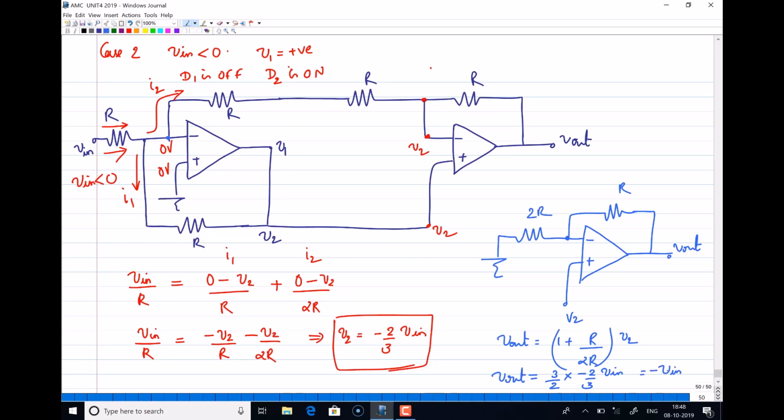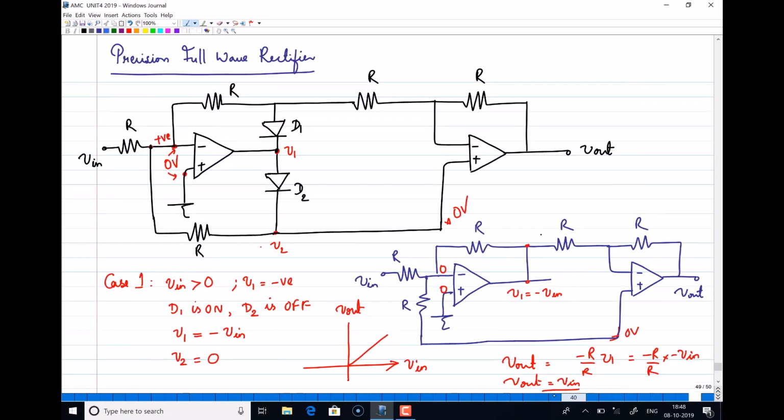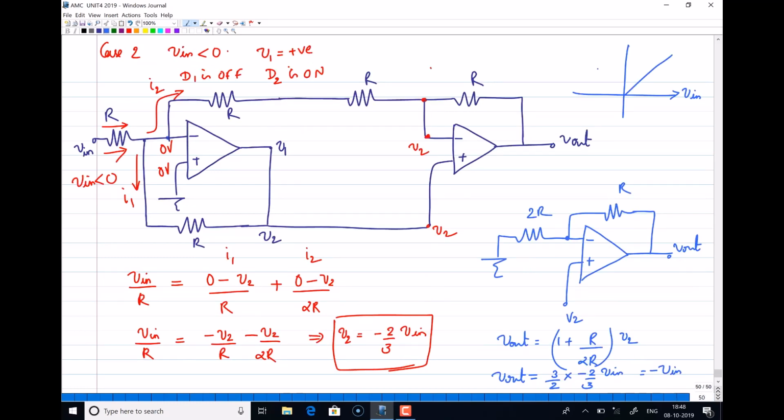That means when your input voltage is negative, your output voltage is negative of input voltage. That means still your output voltage is positive. That means for case 1 we have seen, for a positive input your output is actually input voltage itself, and for negative input now your output is minus of V in. So this will be the transfer curve of this precision full wave rectifier, which rectifies for both positive and negative voltages in the range of milli or microvolts, right?